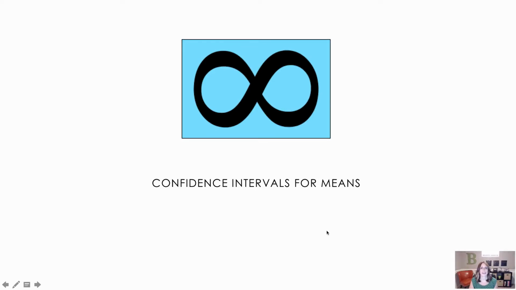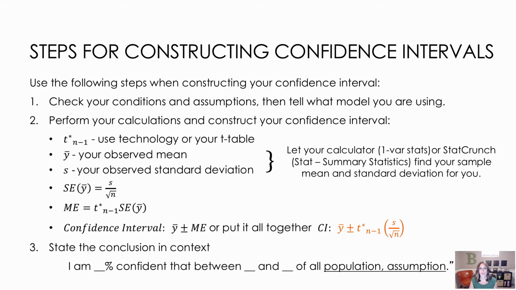So now that we know how to find our t-star, or our critical value, for a confidence interval with means, now we're going to put it all together and actually create the interval. These steps should look very similar to what we did last week. We're going to check our assumptions and conditions, which we'll review in a moment, and then tell what model we're using. In this case, that would be a Student's t model, and a one-sample t interval.